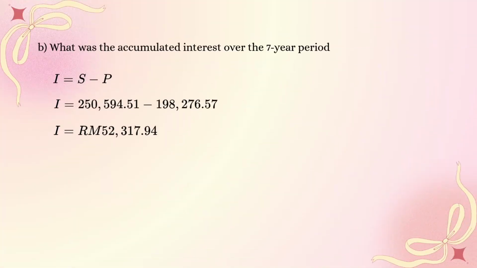For B, what was the accumulated interest over the 7-year period? For this case, we will use the formula I equals S minus P. So, I equals 250,594 ringgit and 51 cents minus 198,276 ringgit and 57 cents. So, we will get 52,317 ringgit and 94 cents for the accumulated interest.